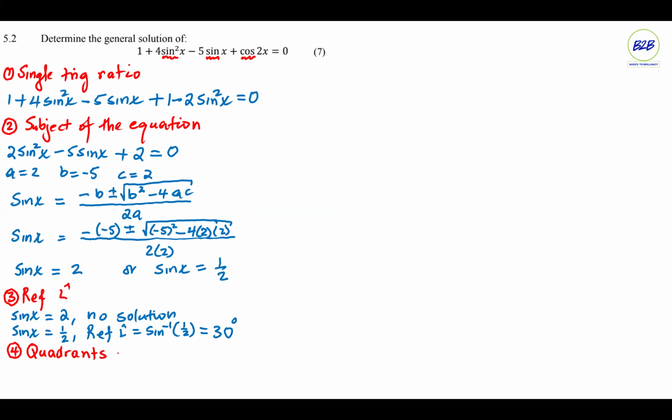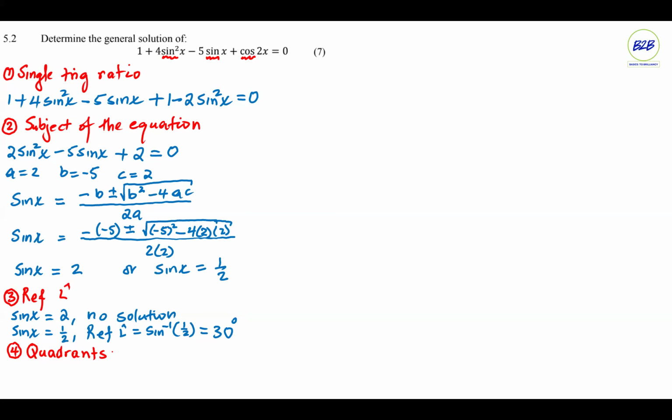How do we then choose quadrants? We look at sine x equal to half, the equation that we are progressing with. Remember, sine x equal to 2 gave us no solution, so we are no longer progressing with it. Why? Because it gave us no solution. So now we are referring to sine x equal to 1 over 2. The constant here, which is 1 over 2, is positive. Therefore, that also means sine itself is positive.